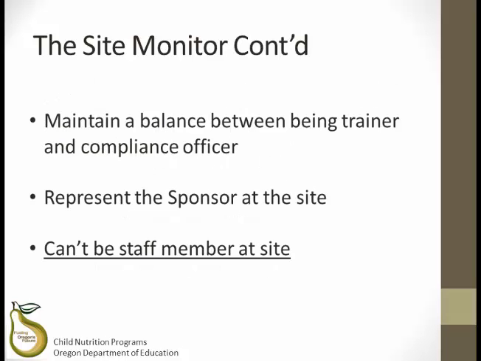The role can be difficult since the site monitor will need to maintain a balance between being a trainer and a compliance officer while representing your sponsoring organization. Note that the site monitor cannot be a staff member at the site they are monitoring, and they must be an employee of the sponsor because CACFP management may not be contracted out to another entity.